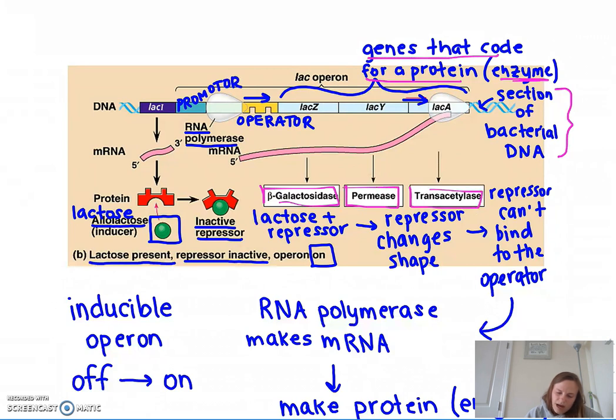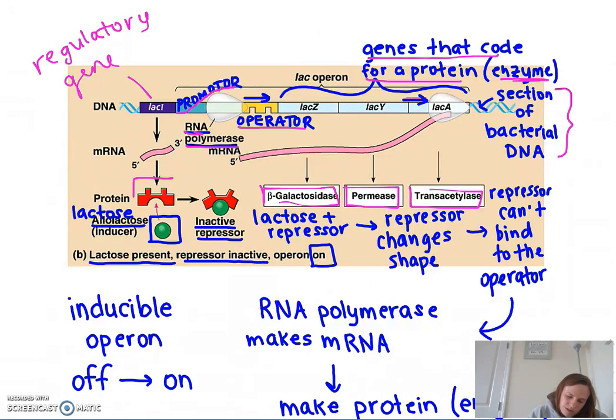We've got an operator, which is where the repressor binds. We've got the promoter, which is where the RNA polymerase is going to bind. We also have that regulatory gene upstream, which creates our repressor, our protein.